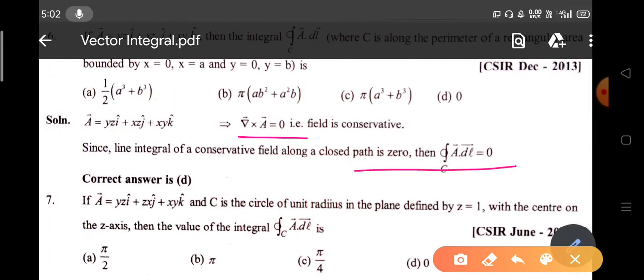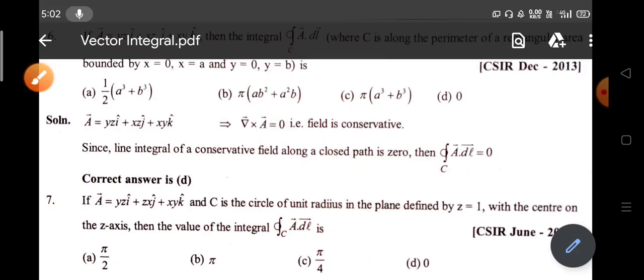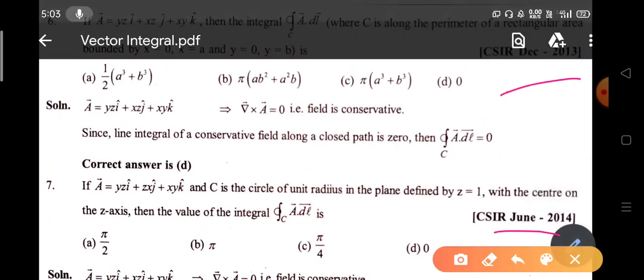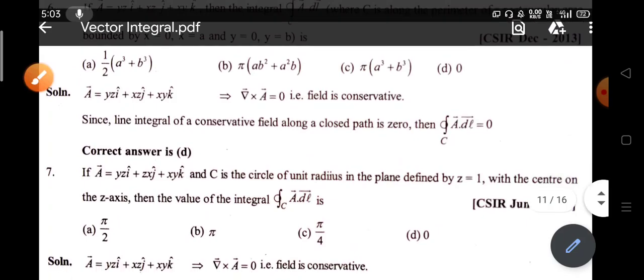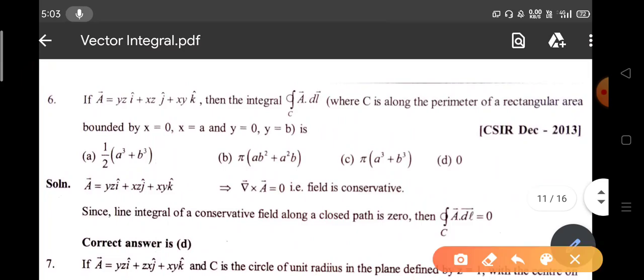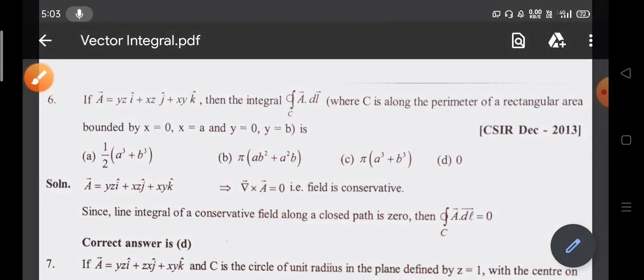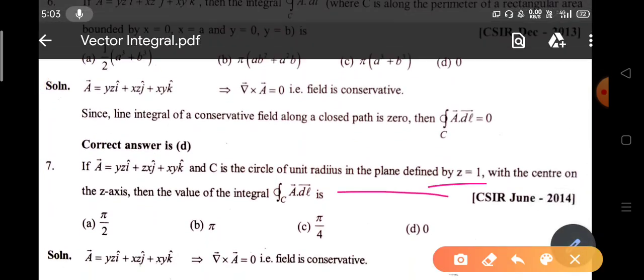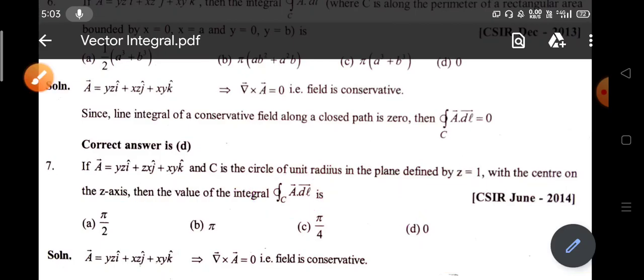And what is the meaning of curl of A being 0 over the closed integral? It is a conservative field. So it may be a question whether the field is conservative or not. Look here, the same question was repeated in June 2014; the earlier one was the 2013 question and this is the 2014 question, with the same vector A, that is yz i cap plus zx j cap plus xy k cap, with a little difference in the words: a circle in the plane defined by z equals 1 with the center on the z axis. Then the value of the closed integral of A dot dl is how much? It is 0.